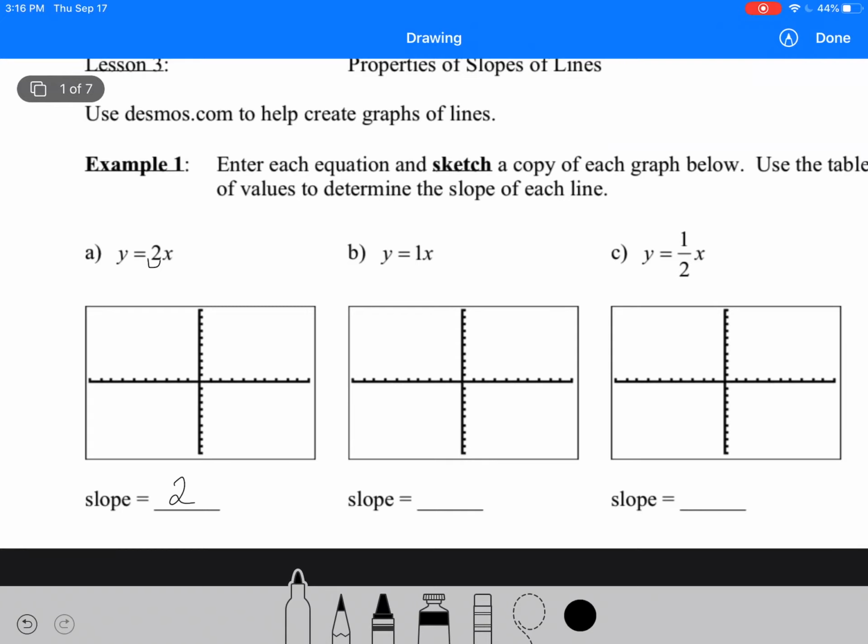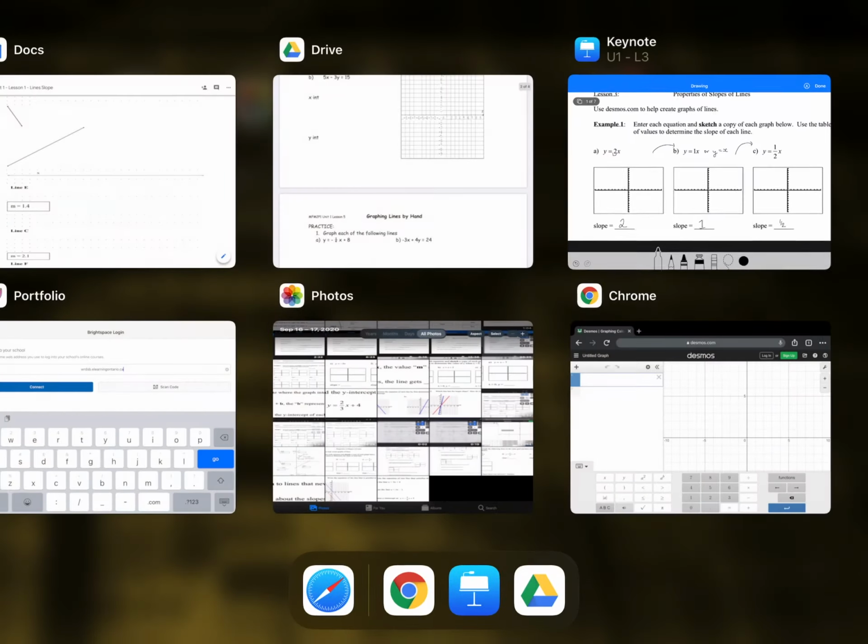And if you have the equation y equals 1x, or this could be written as y equals x, that would have a slope of 1. And the last one here, y equals 1/2 x, will have a slope of 1/2. We can predict what we think is going to happen. As we move over to each equation, our slope is decreasing. So I'm already going to predict that when our slope decreases, our line becomes less steep each time. So let's see what happens.